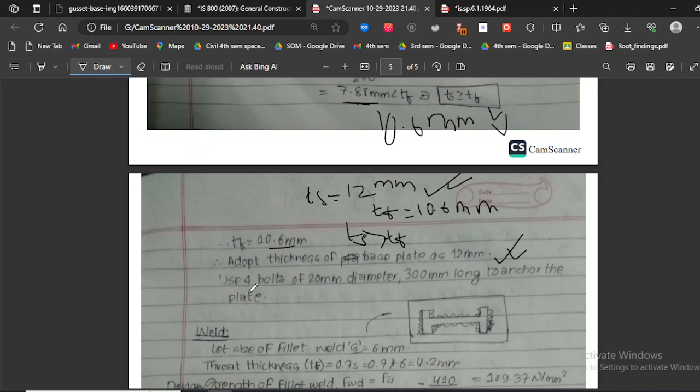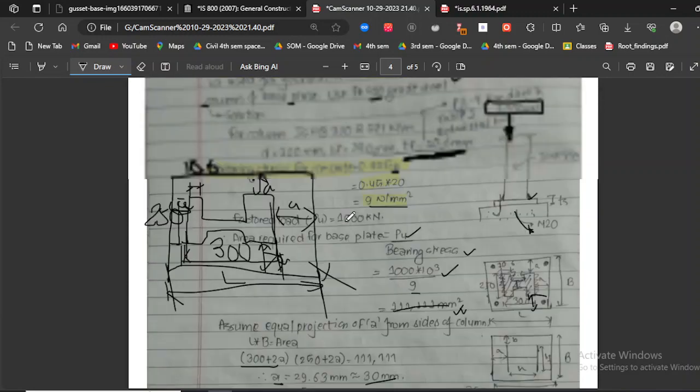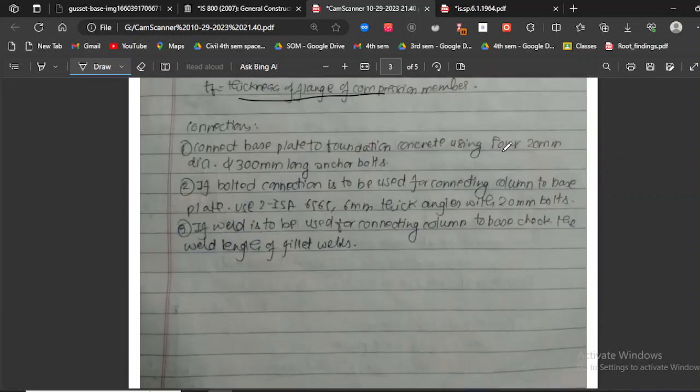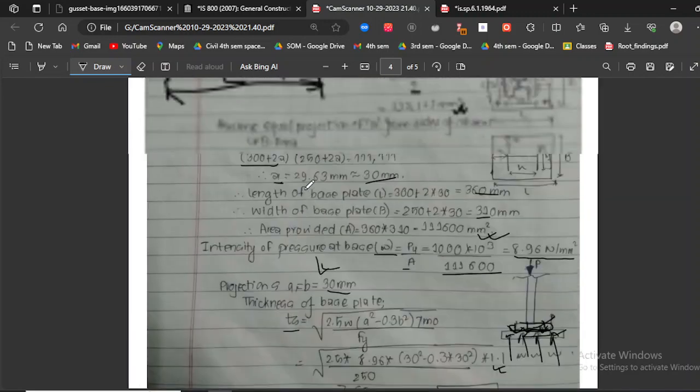So as explained before, we'll be using 4 bolts of 20 mm diameter, 300 mm long to anchor the plate. I will explain about the connections just like our standard. So we'll basically be using these 4 20 mm diameter and 300 mm long anchor bolts.